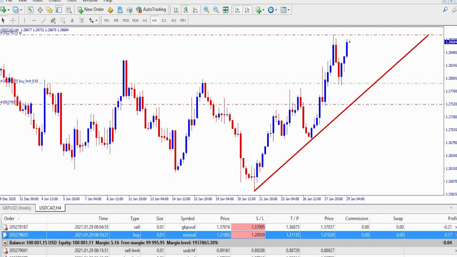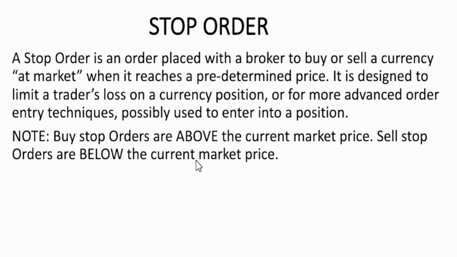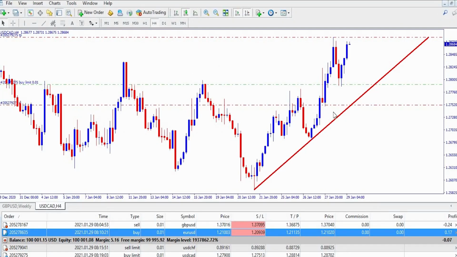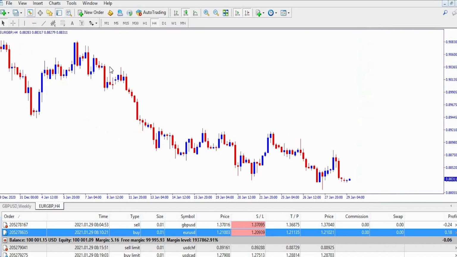So also the last we have on our list is the stop order. A stop order is an order placed with a broker to buy or sell a currency at market when it reaches a predetermined price. It is designed to limit a trader's loss on a currency position. So let's go to the chart for better explanation. I'll be needing a new chart for this, the euro against the Great Britain pound.